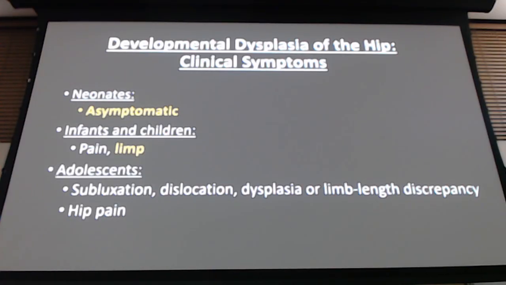Okay. So neonates are typically asymptomatic. Why? Because they can't tell you anything. Do babies cry anyways? Yes. Not just us, babies do too. So infants and children though, especially if it goes unrecognized or undiagnosed, will have a limp.